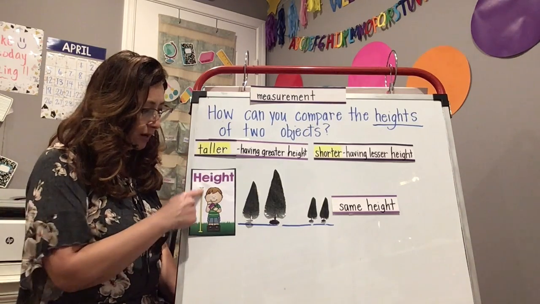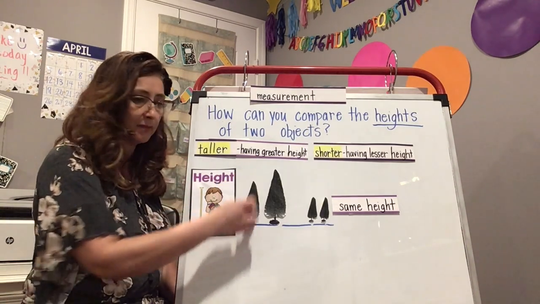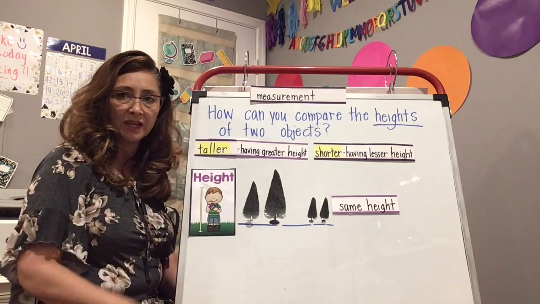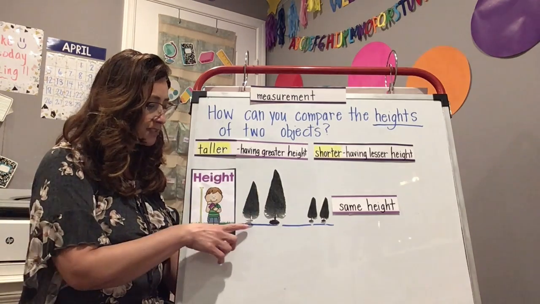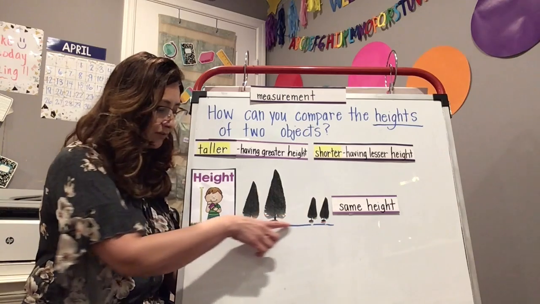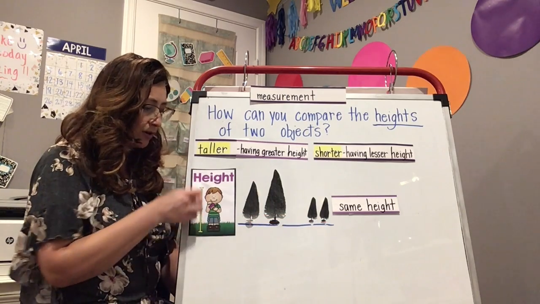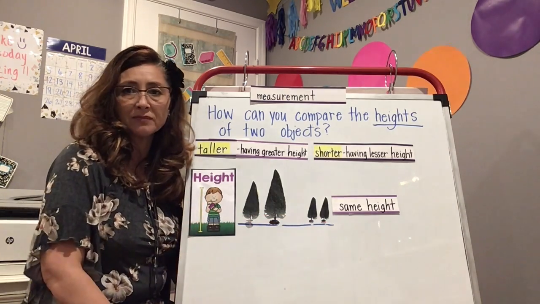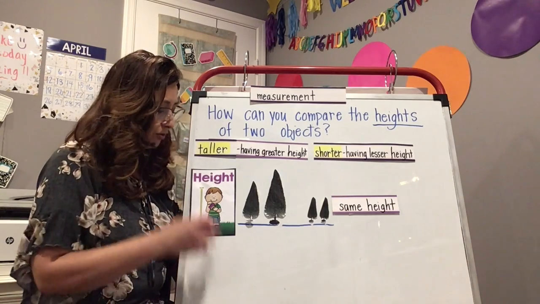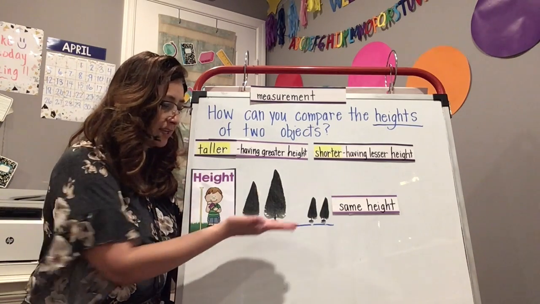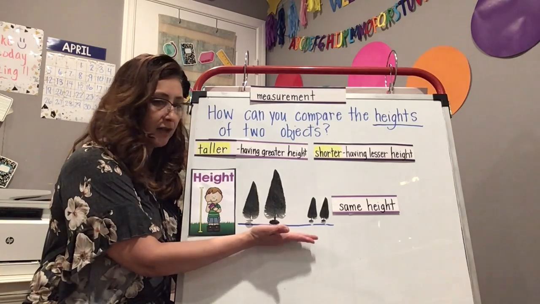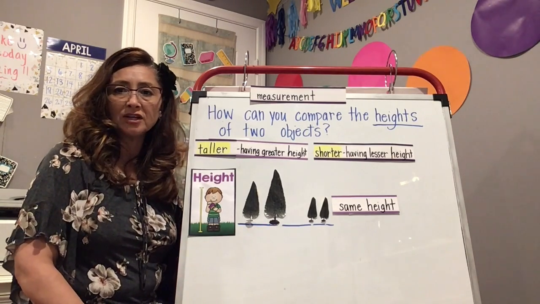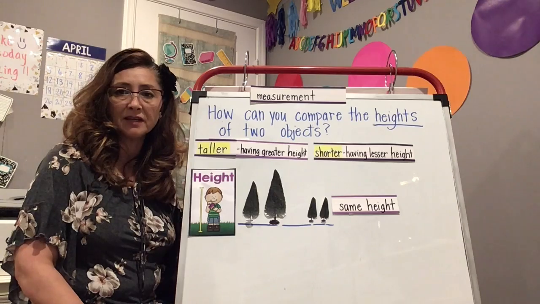Now remember, I'm going to show you this picture to remind you that when we are measuring height, we are talking about how tall something is. So we need to make sure that we have a line down here at the bottom to show us how tall something is. Your line needs to go on the bottom, just to show you how tall something is.